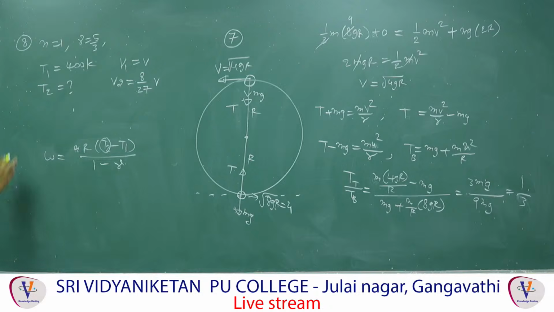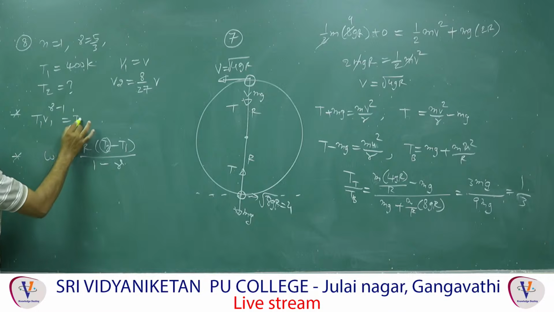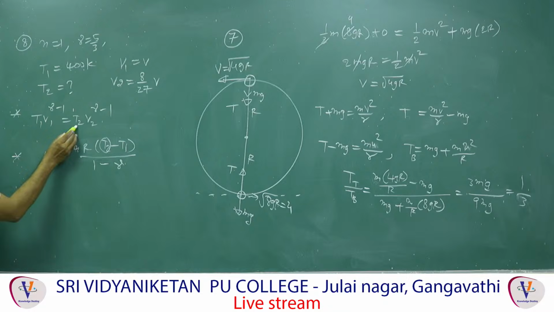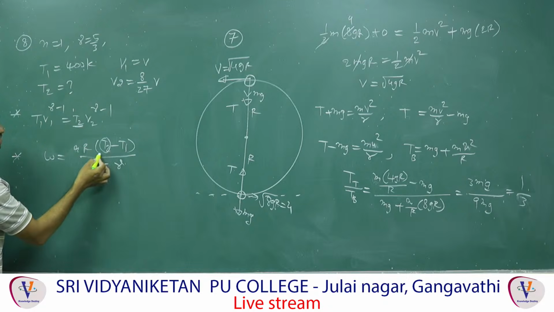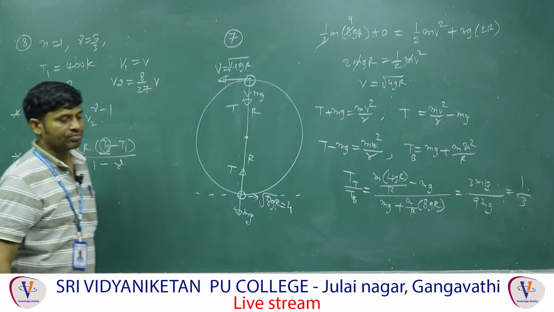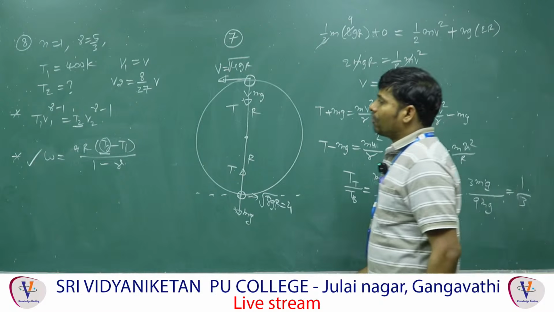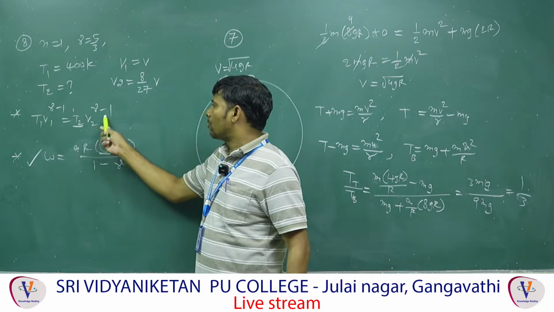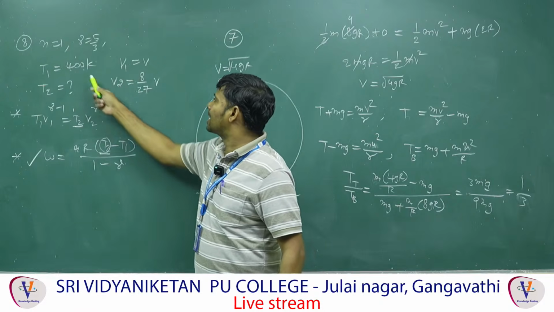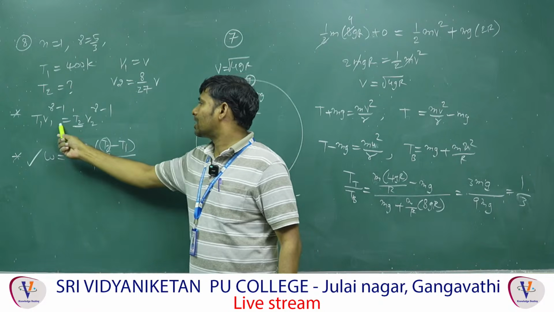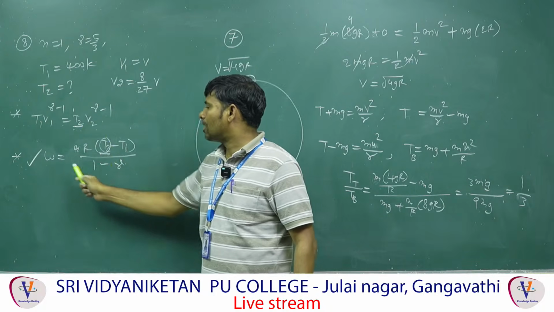How to find that T2? We already know that in an adiabatic process, the relation between temperature and volume is T V power (gamma minus 1) is equal to constant. So T1 V1 power (gamma minus 1) is equal to T2 V2 power (gamma minus 1). From this equation we can find T2. Substituting that T2 value here, we get the work done. All values are given, easy calculation. Note it, we can try it.